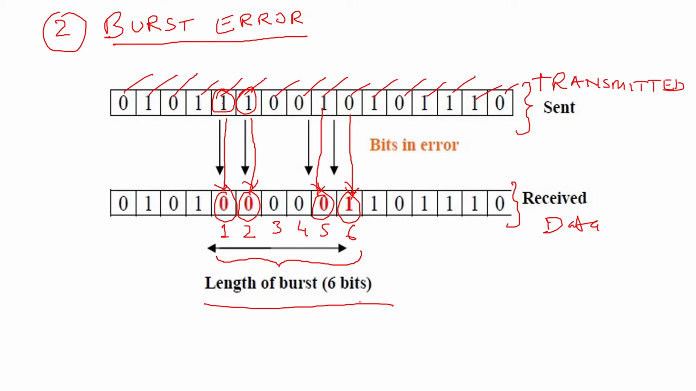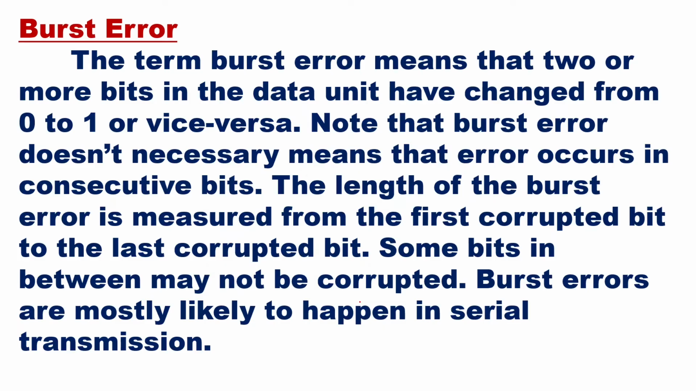Burst error is most likely to happen in serial transmission. Okay, so it is most likely to happen in serial transmission of data. Clear? So if you go to see the theory of burst error, the term burst error means that two or more bits in the data unit have changed from 0 to 1 or vice versa, 1 to 0.